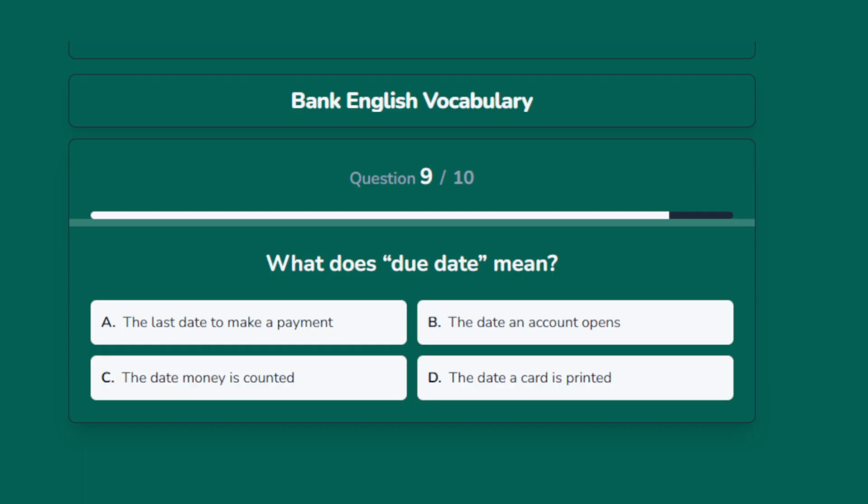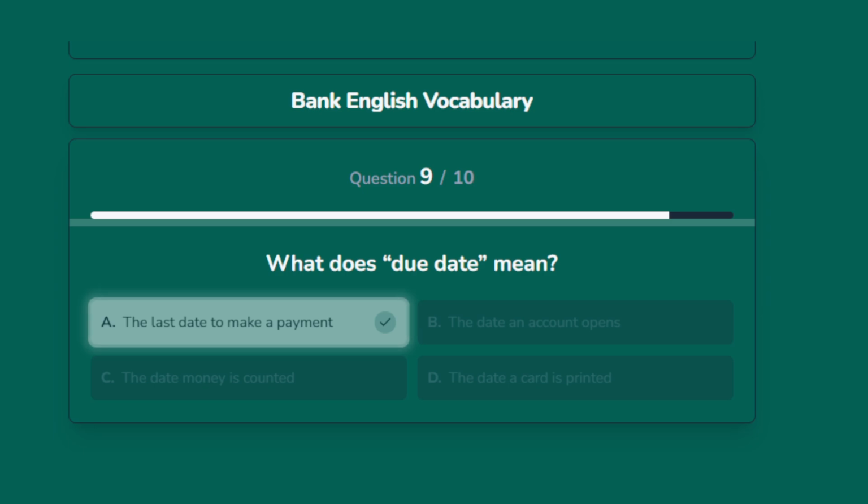What does due date mean? Options are A. The last date to make a payment, B. The date an account opens, C. The date money is counted, D. The date a card is printed. The correct answer is the last date to make a payment.